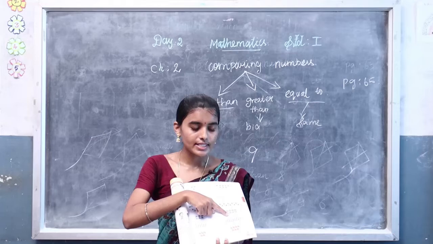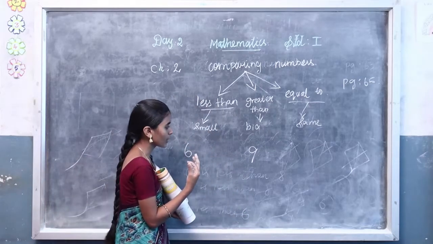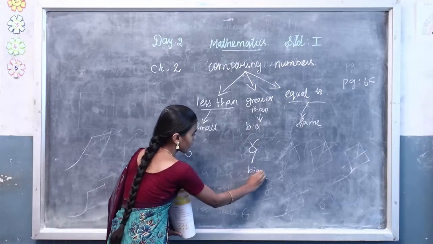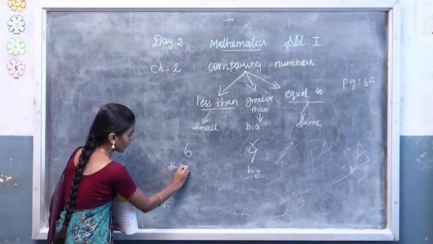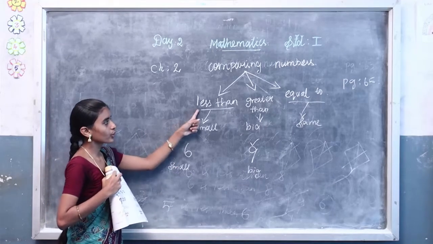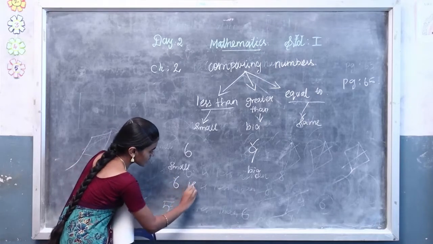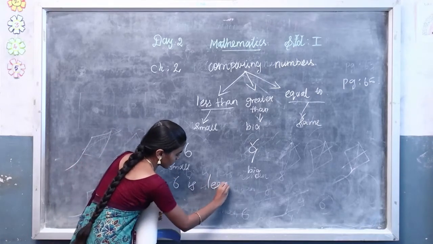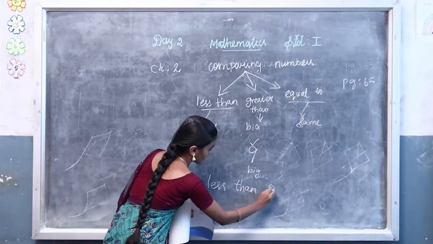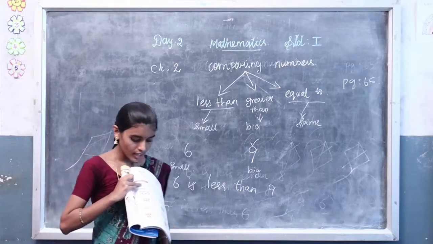And see the second box. How many pencils are remaining in the second box? 3 pencils are remaining in the second box. That means the second box is the big number. So 9 is the big number. 6 is the small number. So how did you indicate the small number? We have to use the word less than to indicate the small number. So 6 is less than, L-E-S-S, less, T-H-A-N, than 9. 6 is less than 9. So this is the answer for the third sum.